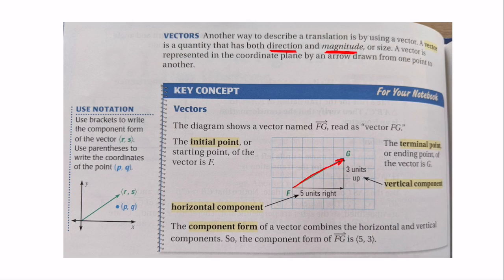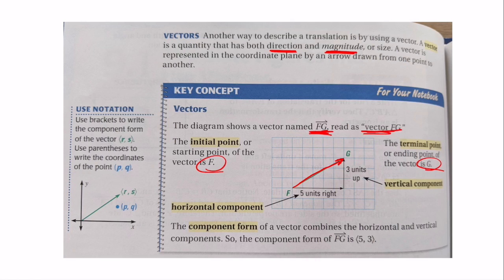But we read this as vector FG. Notice the little arrow up above. And every vector, like a ray, has an initial point or a starting point. And in this case, that's F. But a vector also has a terminal point or an ending point. And in this case, that is G. Remember, a ray goes on forever in one direction. A vector has an ending point.